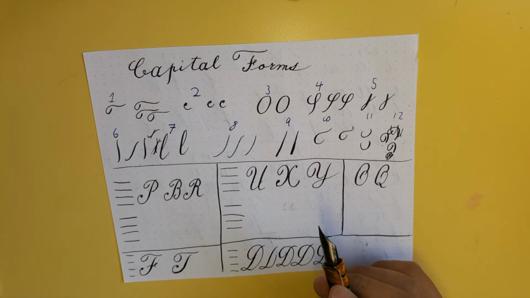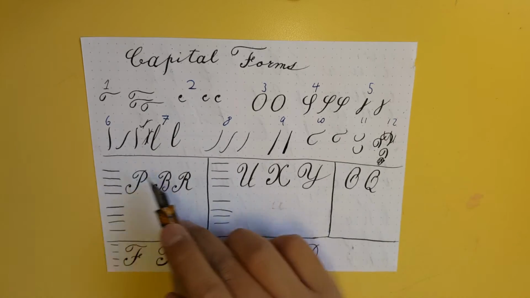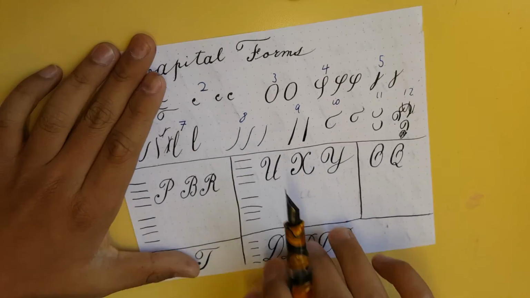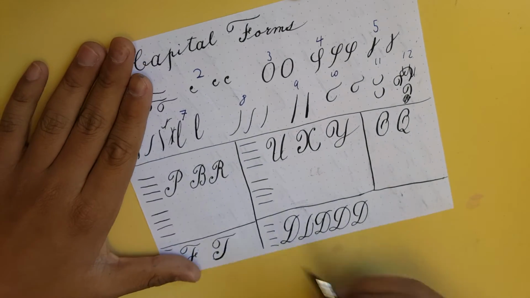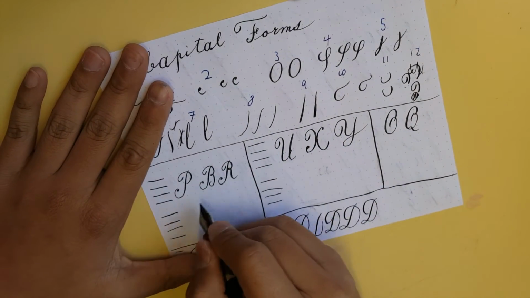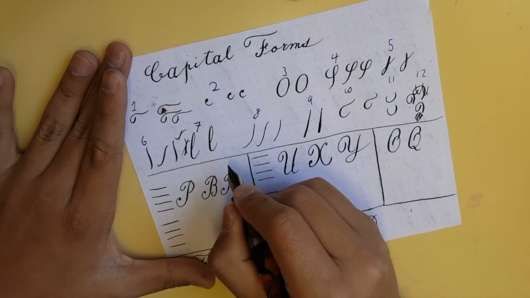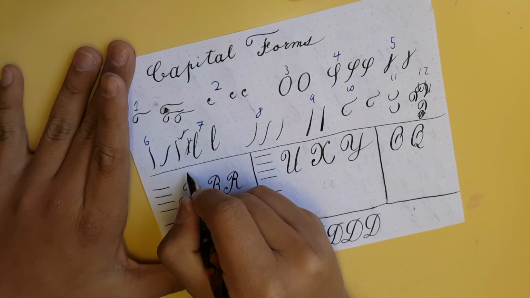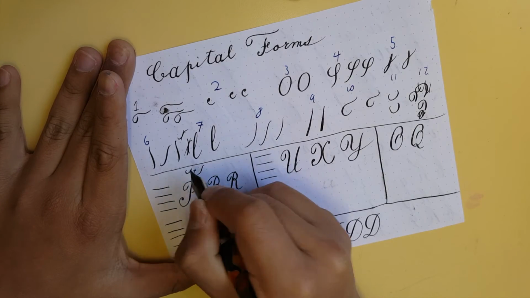Next up, we have our letters. Okay, have you practiced your forms? Great. Let's move on to the letters. So, the first letters we'll be working on, P, B, and R. Let's start. So, P, B, and R, what do they use? They use this form and the compound curve.